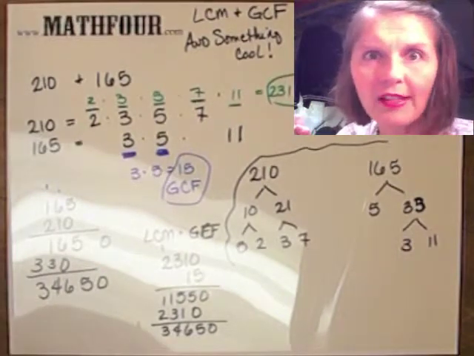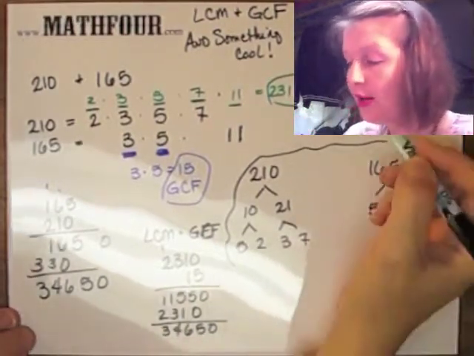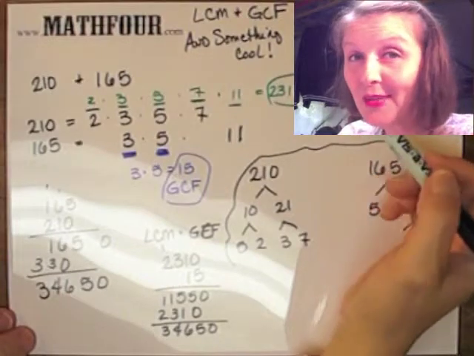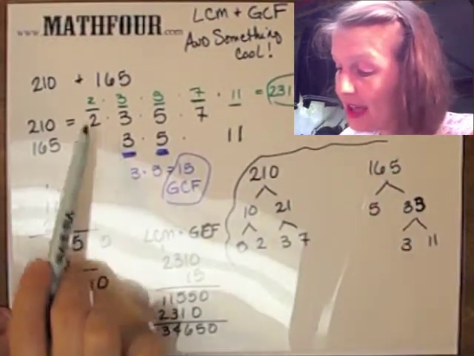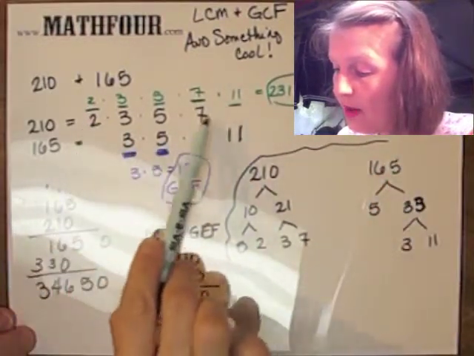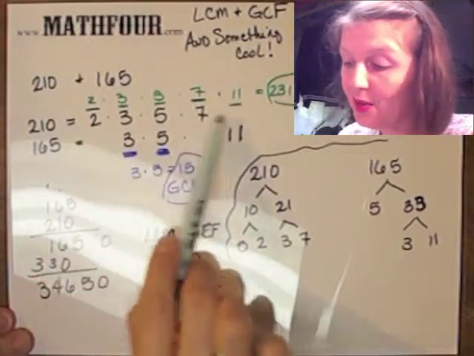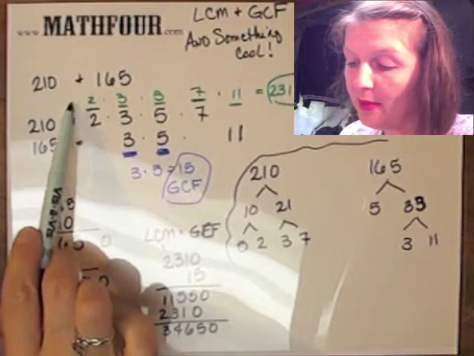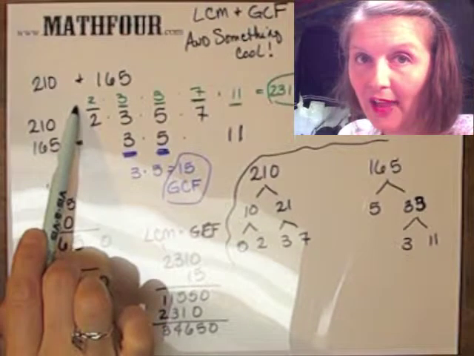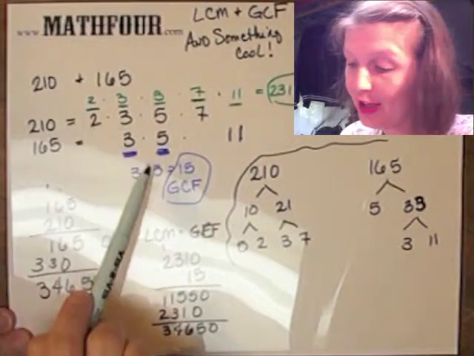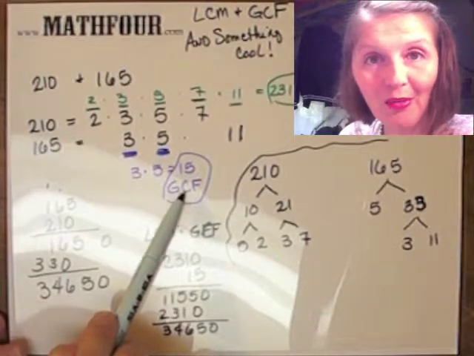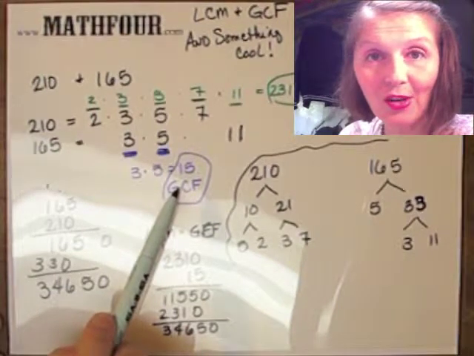Yes, I love it. So if you'll notice, the reason why this works is because we've taken one representative of everything that is or is not in common for the least common multiple, and then all the strays that are in common go into the greatest common factor. So that's why this works.